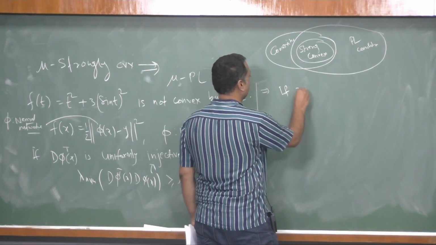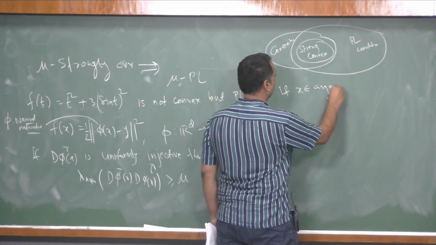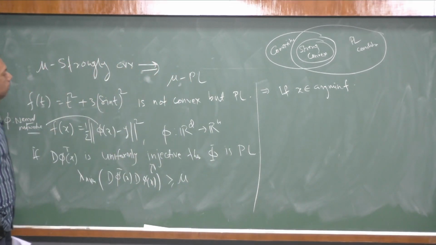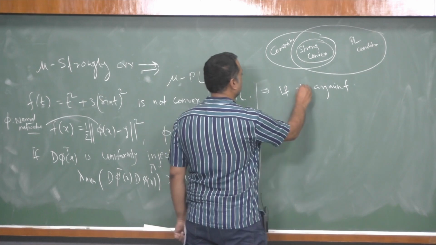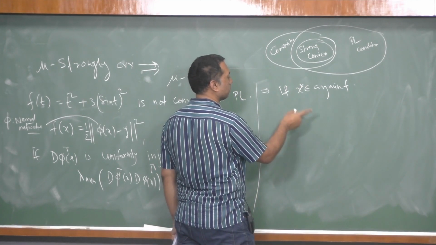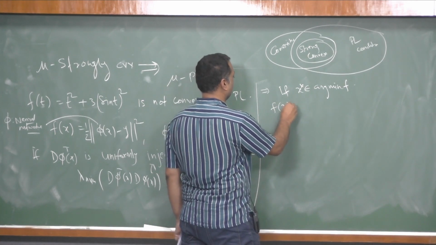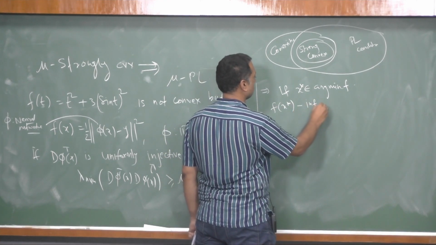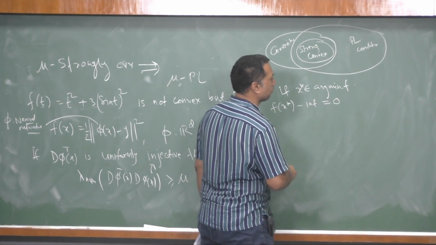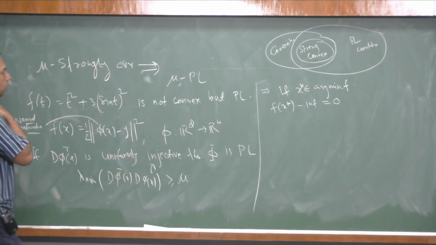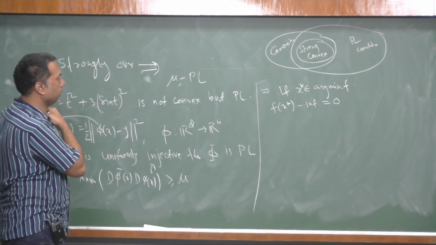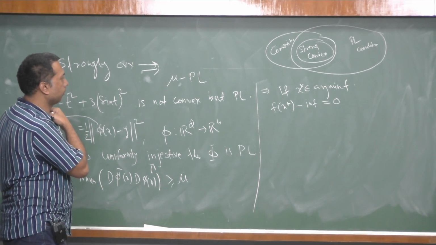So if x star is in the argmin of f, meaning f achieves its minimum there, then what do I have? I have that f of x star minus the infimum of f is 0. Okay, so how does this prove that grad f will be 0? Grad f seems to be greater than or equal to 0, right?